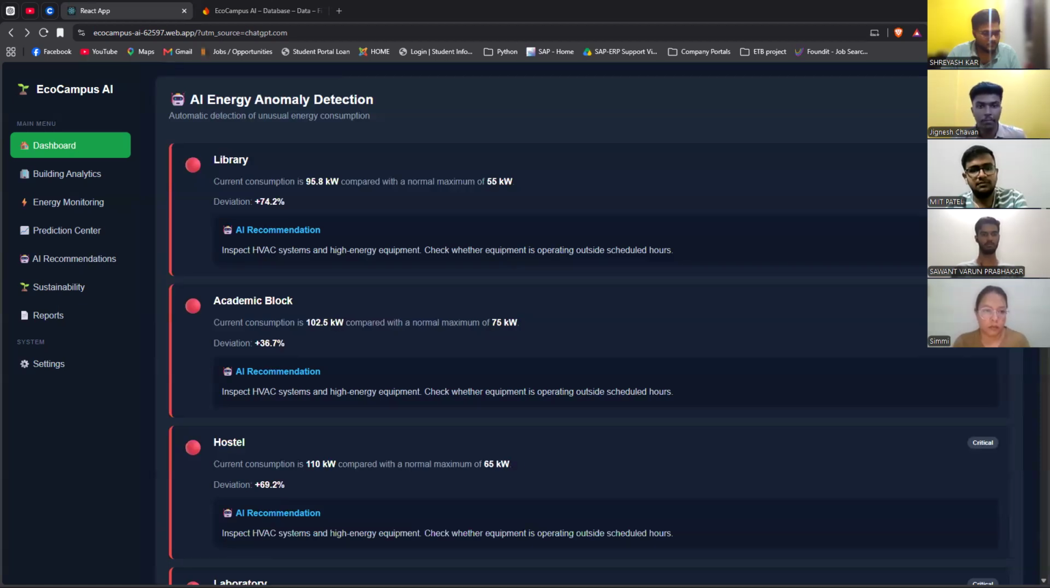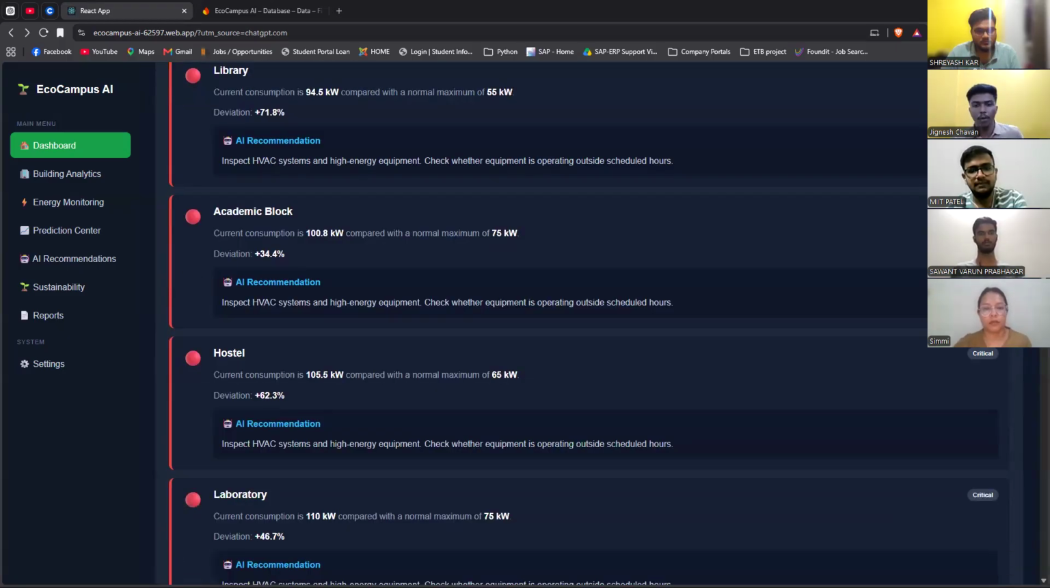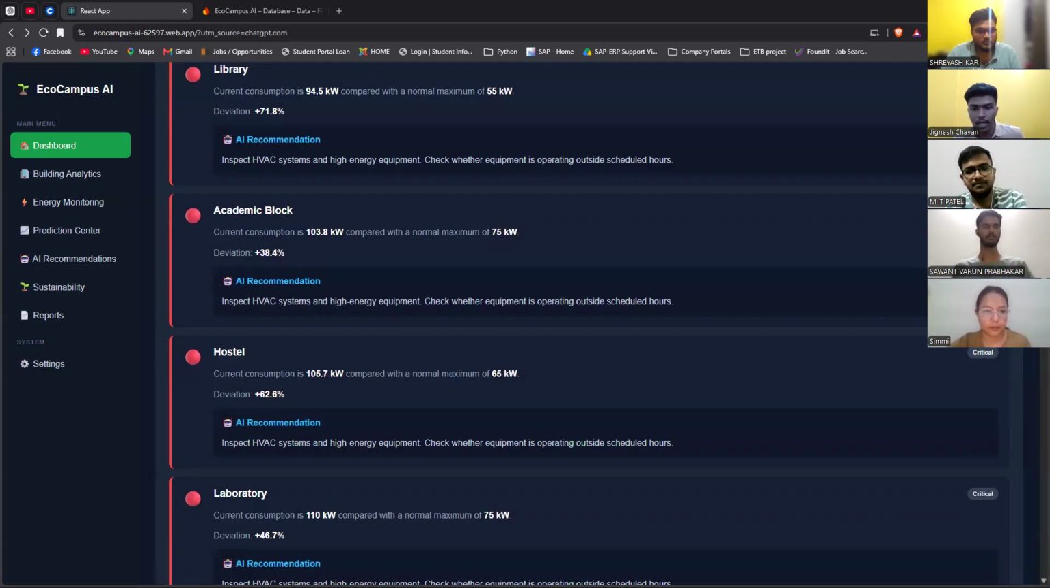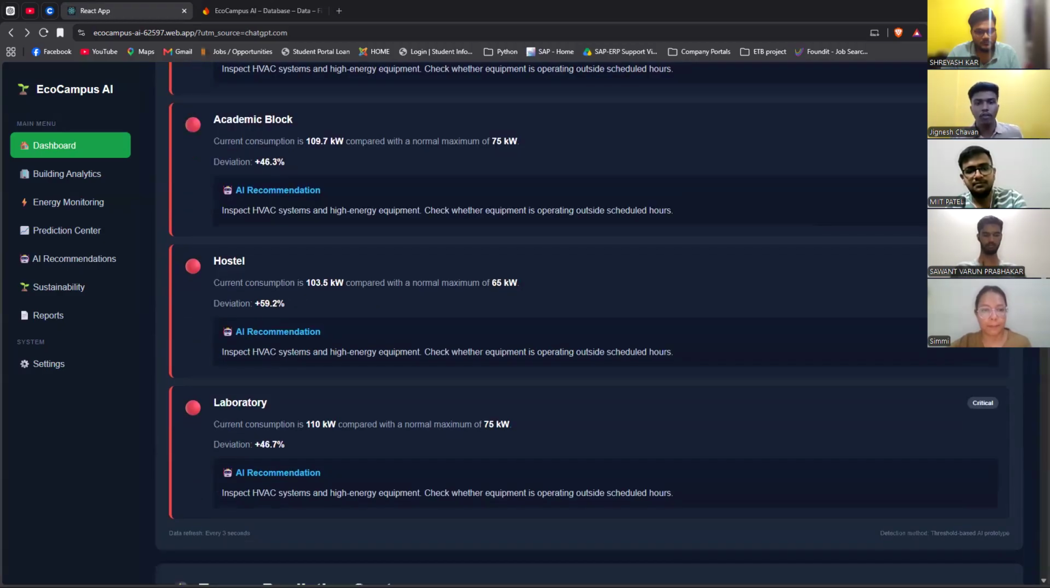representing an 83.8% deviation. The academic block is shown at approximately 94.3 kilowatts against a 75 kilowatt normal maximum, while the hostel is around 110 kilowatts against a 65 kilowatt maximum. The system therefore flags these cases as critical and generates an initial recommendation.